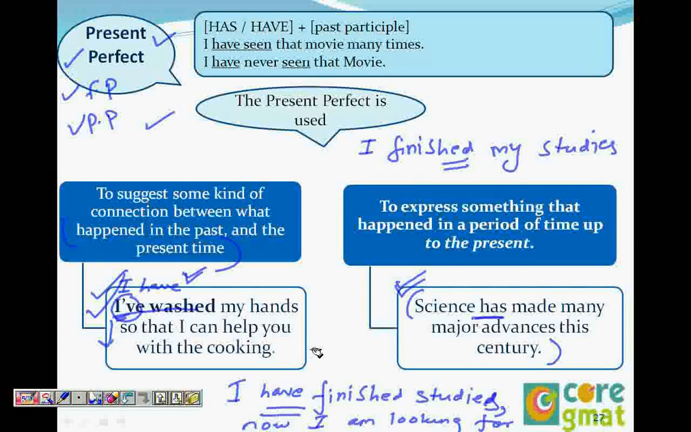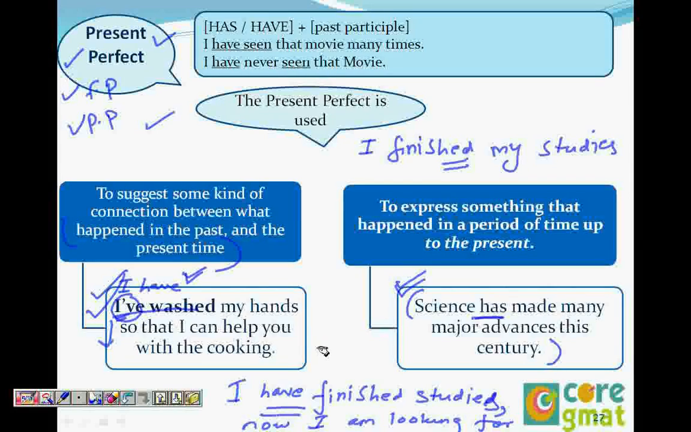So we use "science has made." Had it been last century, then "science made many major advances last century." So that will be a finished period. Whenever there is a connection with the present, you will always use "has." This is a trick: if the second part of the sentence has the present tense, always use has or have.